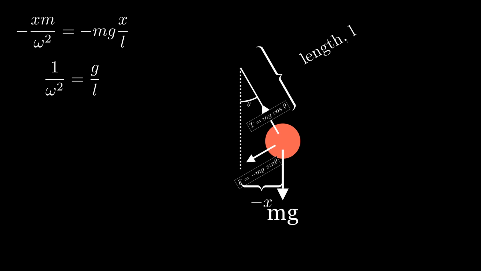Rearranging this equation to make omega the subject, we get 1 over omega squared equals g over L. Now we can substitute omega equals 2 pi over T, and rearrange to get our final equation for the time period of a simple pendulum, T equals 2 pi root L over g.